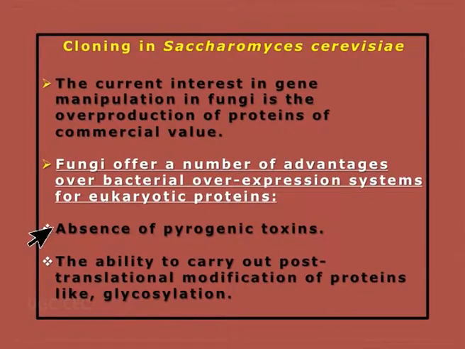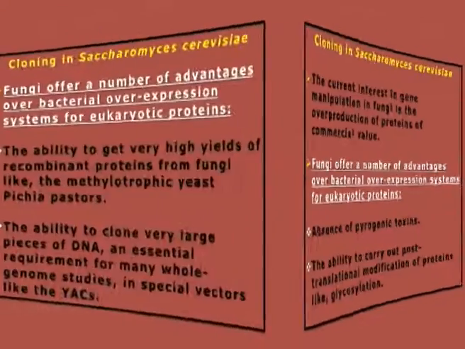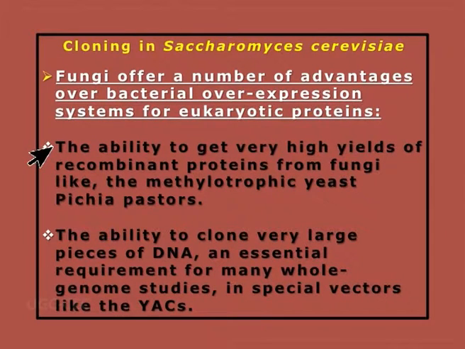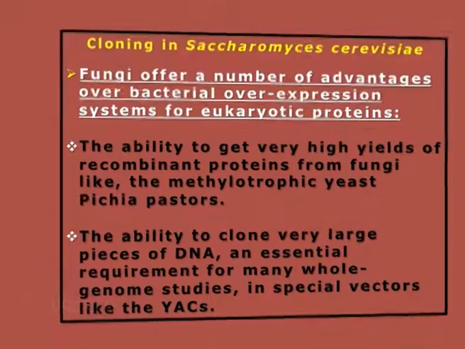Next, the absence of pyrogenic toxins is one of the reasons for using yeasts as cloning vehicles. Another is the ability to get very high yields of recombinant proteins from fungi. Then there is the ability to clone very large pieces of DNA, an essential requirement for many whole genome studies, in special vectors like YACs, or yeast artificial chromosomes.